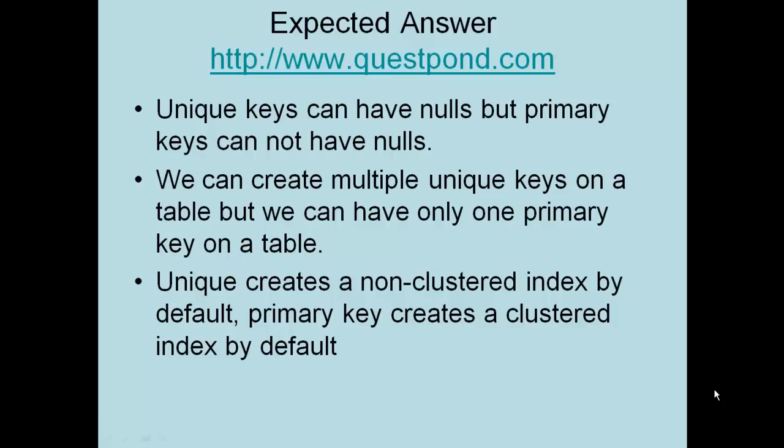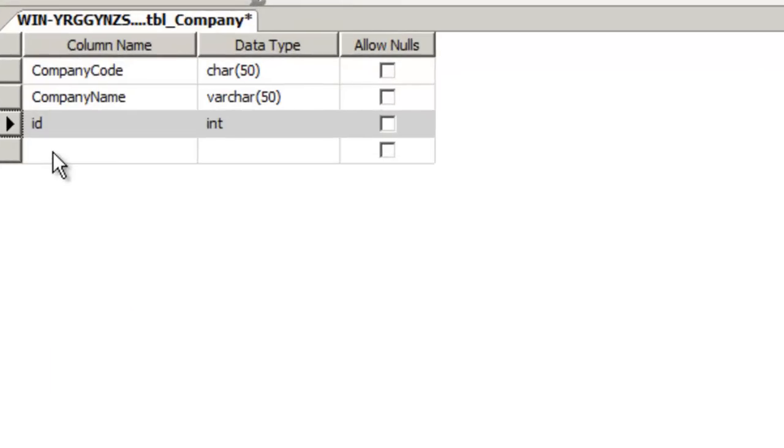Let's try to demonstrate these three points one by one and step by step, and let's see if our answer is right or wrong. So let's start with the first point. Unique key can have nulls, but primary keys cannot have nulls. So here's a simple table I have called tbl_company.